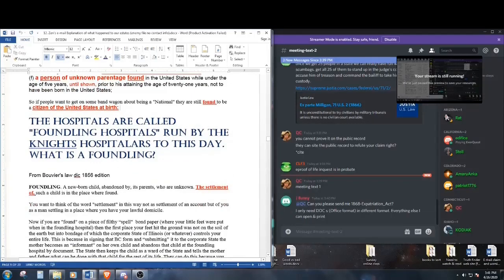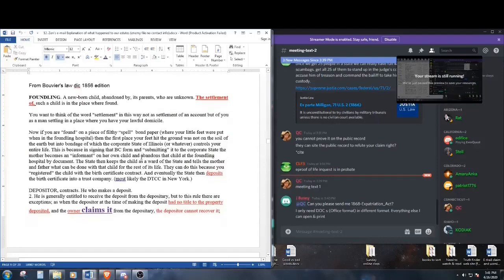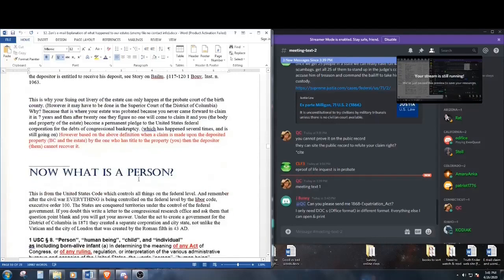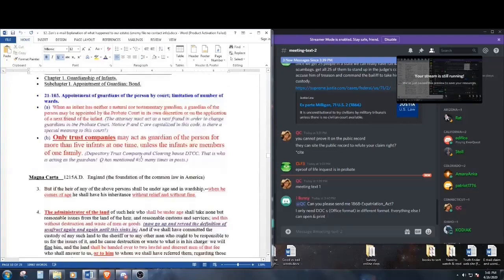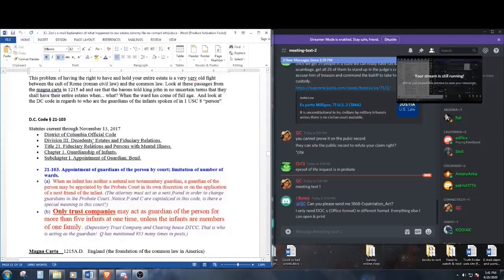The aspects of the hospitals are foundling hospitals run by Knights Hospitallers. Pretty much covered that before, but there's a little bit more in there if you want. What is a person? This we covered before. And this little part of the DC code. This was one of the 1,564 codes that I found in the DC code when I pulled all of these that had the word estate in it. Okay. Appointment of guardians of the person by court, limitation number of wards.